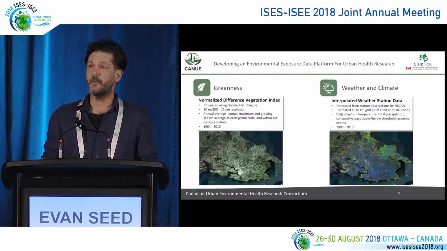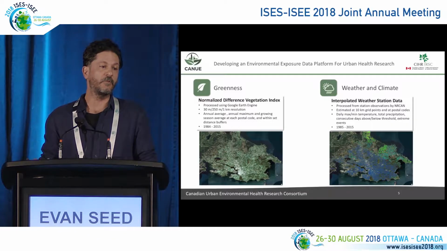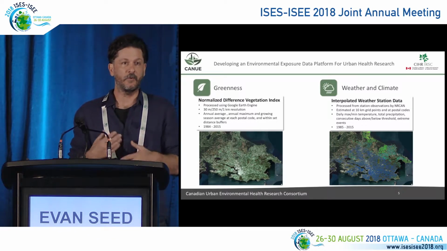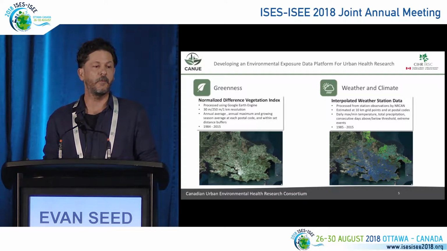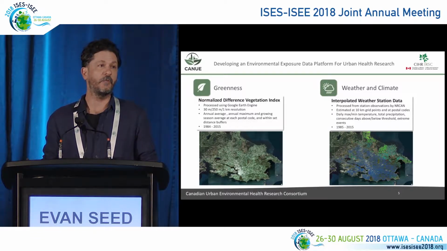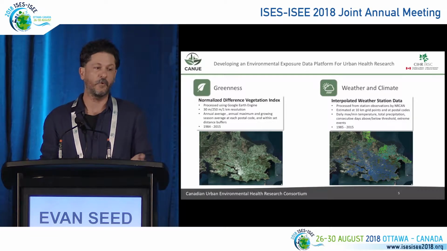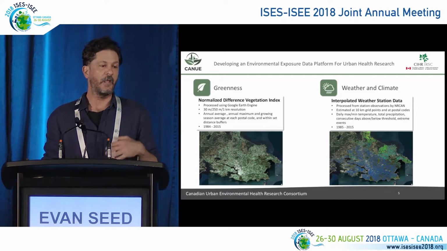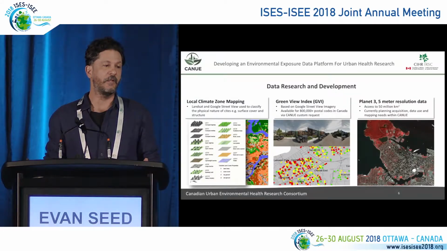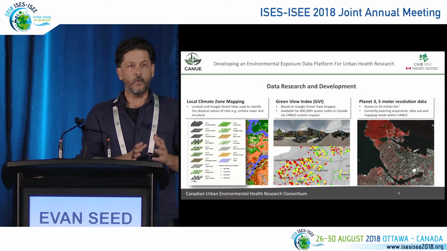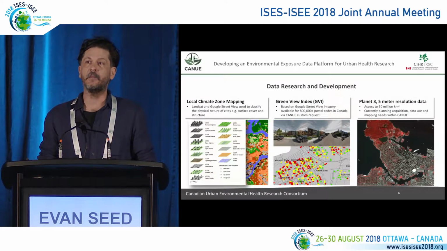For the weather and climate themes, we've worked with Natural Resources Canada, who made a custom interpolation at the postal code level for us to produce daily maximum and minimum temperatures, total precipitation, consecutive days above and below thresholds, those types of statistics, again at the national level, extending back, in this case, to 1985. So those are the data sets that we currently have in the data platform.